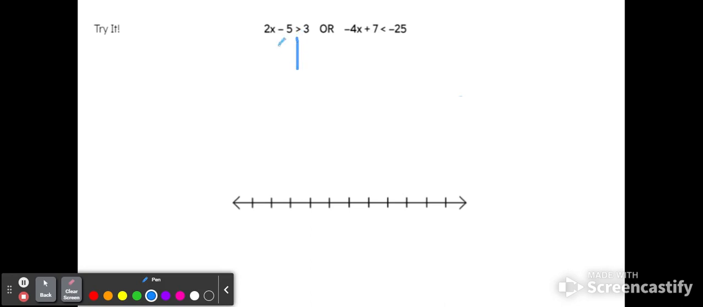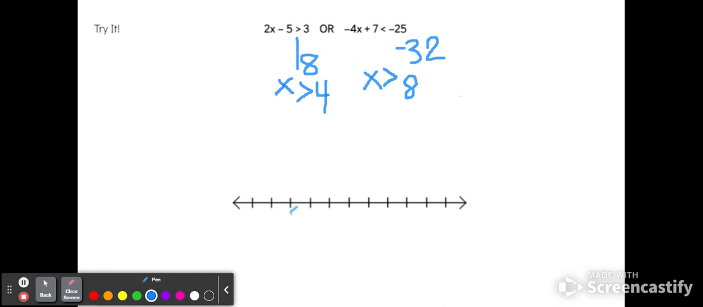So when you solved over here, you added 5, so you have 8. You divided by 2. There weren't any negatives or a reason to flip. So we have x is greater than 4. Here we subtract 7, and by subtracting 7, we're going to get -32. Here we're going to divide by a -4, which is going to cause our symbol to flip. And a negative divided by a negative is a positive. And so we have x is greater than 8.